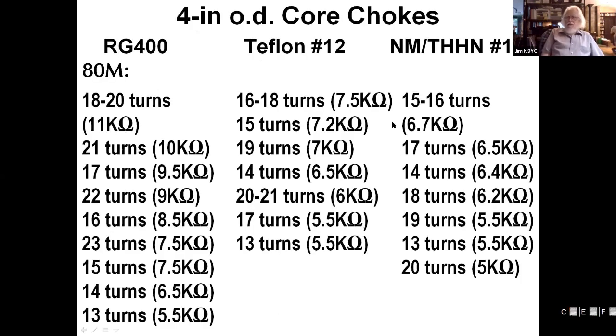And here are comparable recommendations for the very large 4-inch OD cores. In essence, the only place those cores are really worth anything is on 80 and 160. They're a pretty bad choice anywhere else. I spent a lot of money learning that and a lot of time.